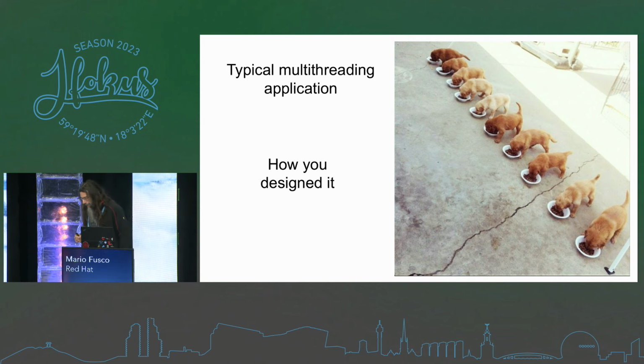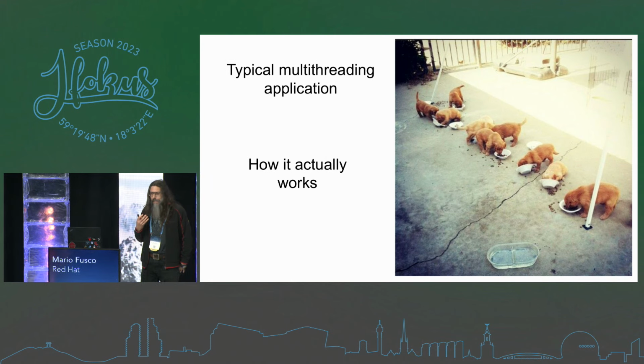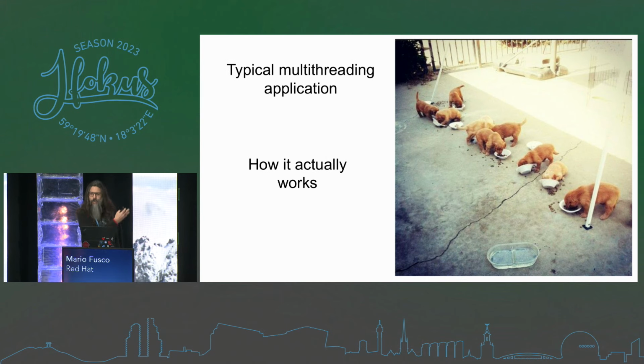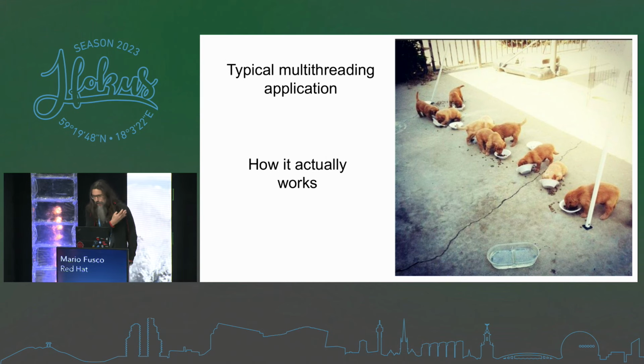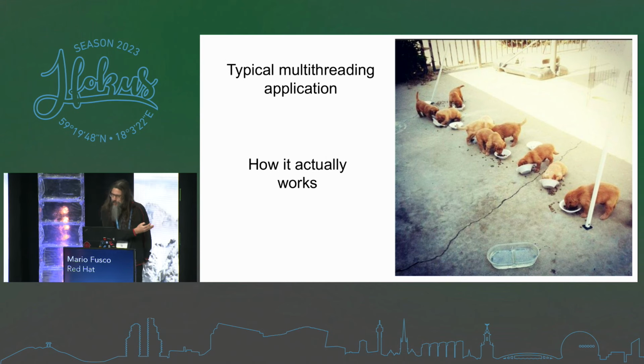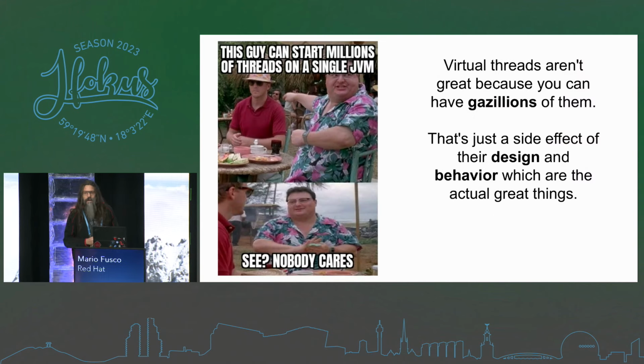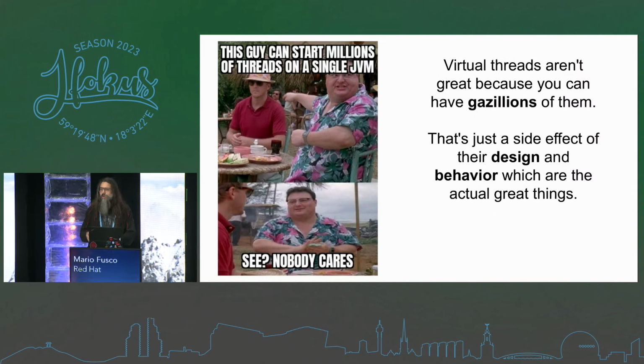And so I was a bit surprised because my question was, okay, do we really want a million puppies doing this in our virtual machine? I mean, I know puppies are nice and cute, but probably we don't want to get there, okay? So the main selling point, in my opinion, is not that you can have millions of threads. Okay, this is true, you can have millions of virtual threads, but this is just a side effect of how they are designed and how they behave. It's not, in my opinion, again, the main selling point of virtual threads.